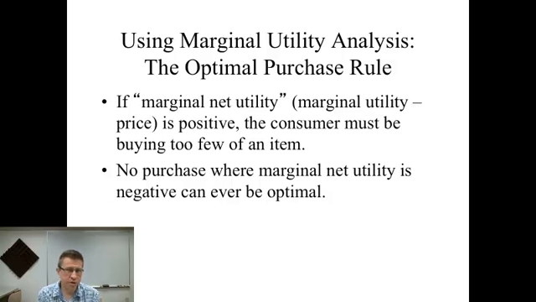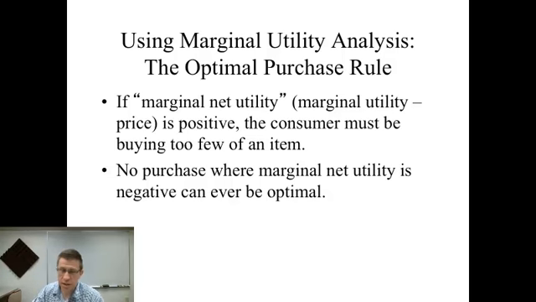We're going to be looking at marginal utility and comparing it to the price of a product. That will tell us how much the consumer should buy. So the term for this is marginal net utility, and that's simply the marginal utility minus the price. If the marginal net utility is positive, the consumer isn't buying enough of the product. If it's negative, it's not optimal, right? The marginal net utility should never be negative.